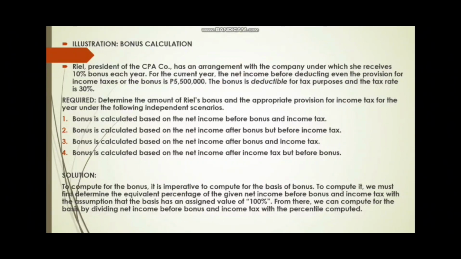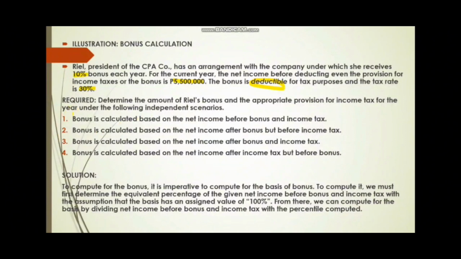Illustration, bonus calculation. Riel, president of the CPA Co., has an arrangement with a company under which she receives 10% bonus each year. For the current year, the net income before deducting even the provision for income taxes or the bonus is 5,500,000. Remember, the 10% bonus each year. The bonus is deductible for tax purposes and the tax rate is 30%.